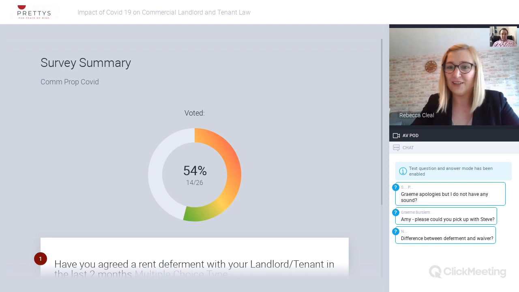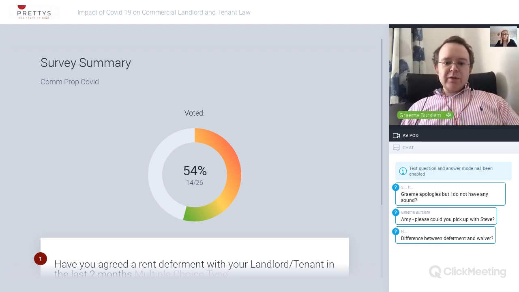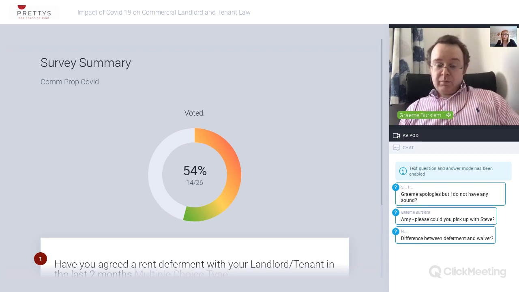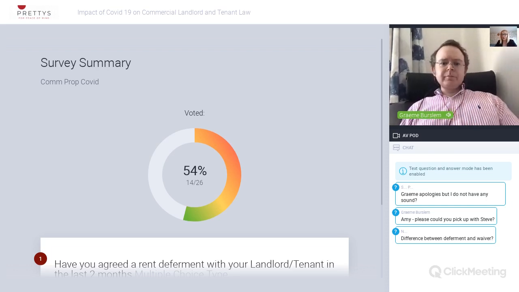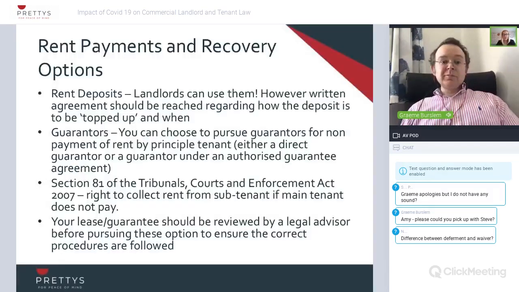Can you advise? Oh, I certainly can. So, in response to the question, have you agreed a rent deferment with your landlord in the last 2 months? 35% of respondents have said yes. 31% have said no. So we've got a third, and then presumably another third who don't have tenants personally. Yeah, okay, so that's really interesting. So out of the people that voted, approximately 50-50. So that's really interesting to know.